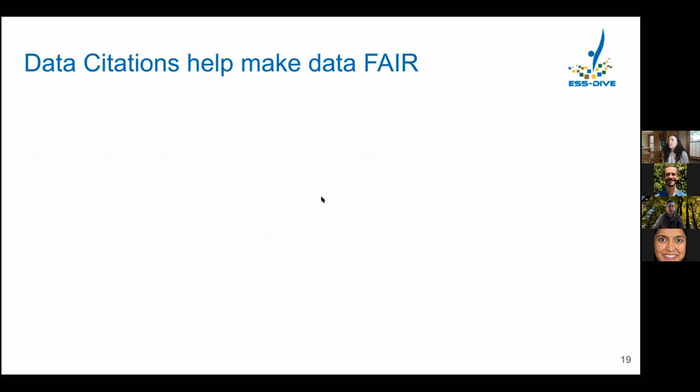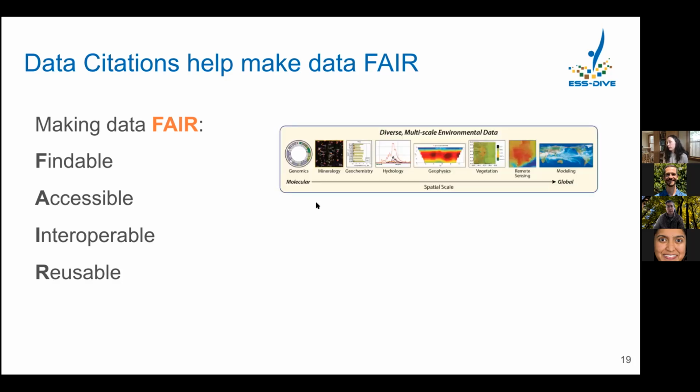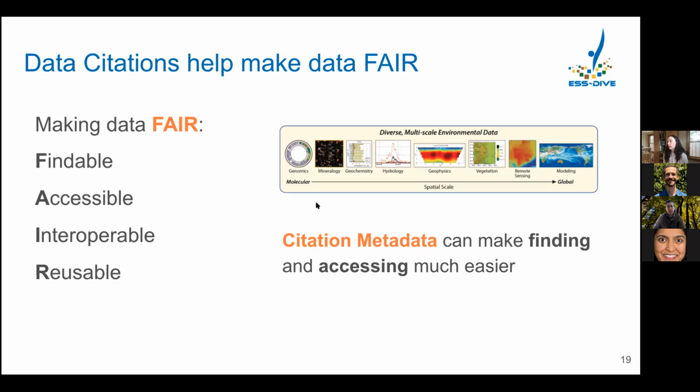Data citations also help make data FAIR. Some of you may be familiar with this already, but with the FAIR principles, we want to make sure that data is findable, accessible, interoperable, and reusable. And the citation metadata and the persistent DOI that's associated with data sets really make finding and accessing data much easier.